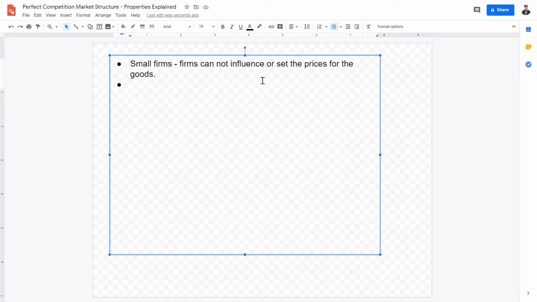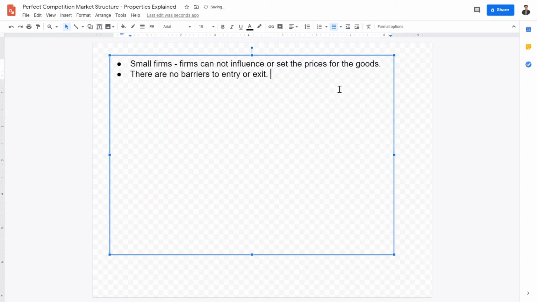The second thing is there are no barriers to entry or exit. So what are barriers to entry and exit? Barriers to entry and exit refer to barriers that prevent firms from entering and exiting the market. And since this market structure is perfectly competitive, firms are encouraged to come in and leave without any barriers to entry or exit. This is a major point that causes this market structure to be highly theoretical instead of actually practical.